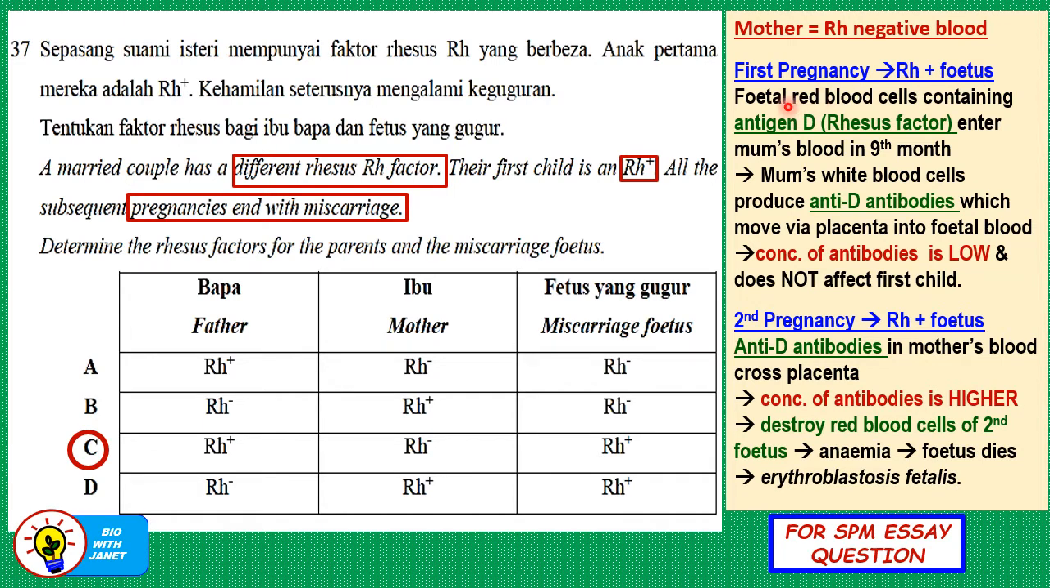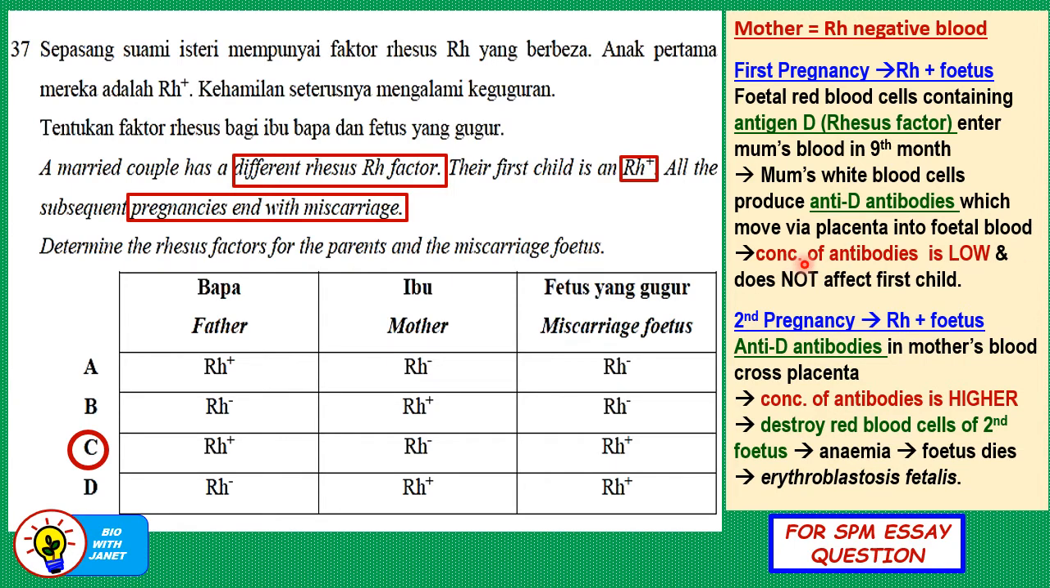So in the 9th month or during birth, fetal red blood cells containing antigen D or rhesus factor from the fetus enter the mother's blood. All right, then the mother's white blood cells will produce anti-D antibodies in response to the antigen D that has entered her body. So she will produce antibodies because she's rhesus negative, right? So she'll produce antibodies to destroy the antigen D that has entered her body. But then these antibodies can move via the placenta back into fetal blood.